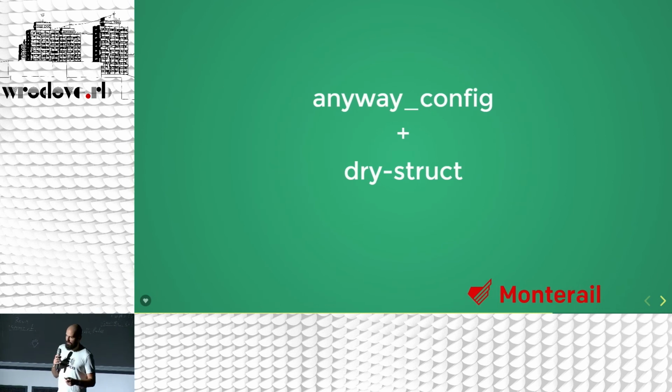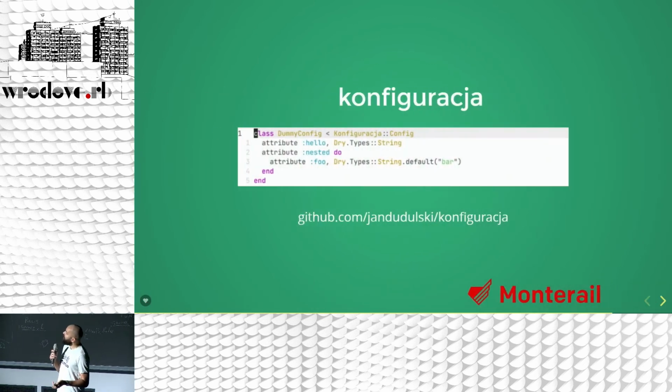So I thought that maybe we can use this concept, but with a different syntax that is familiar with dry-struct. And this is how the configuracja gem was born. So it's the same concept. You have a class where you define what kind of values you would like to have. You can use coercions from the dry-struct. And it has different loaders.